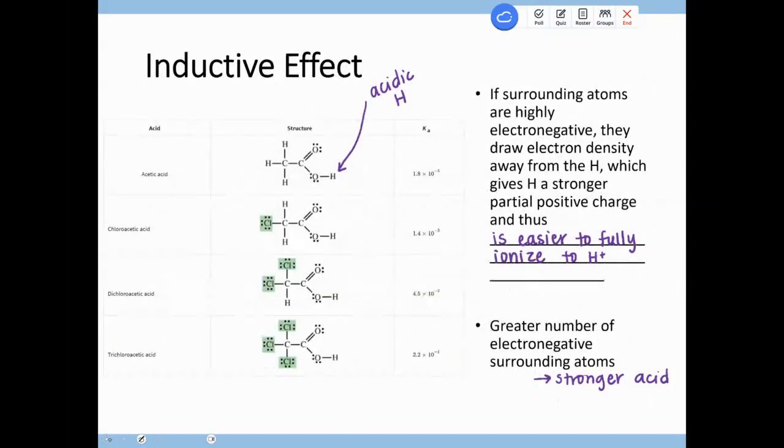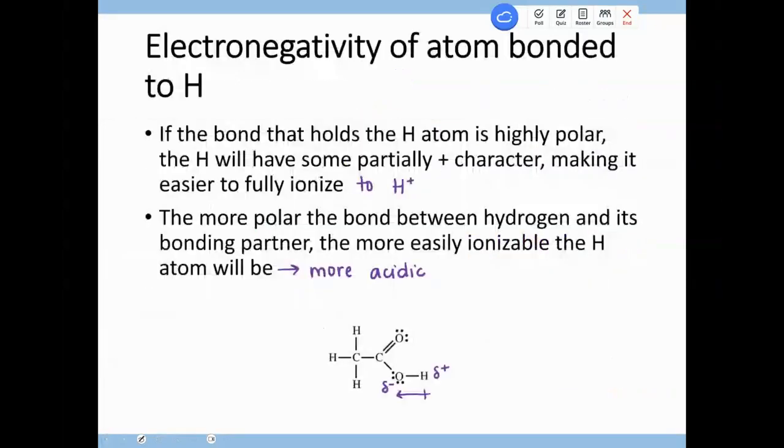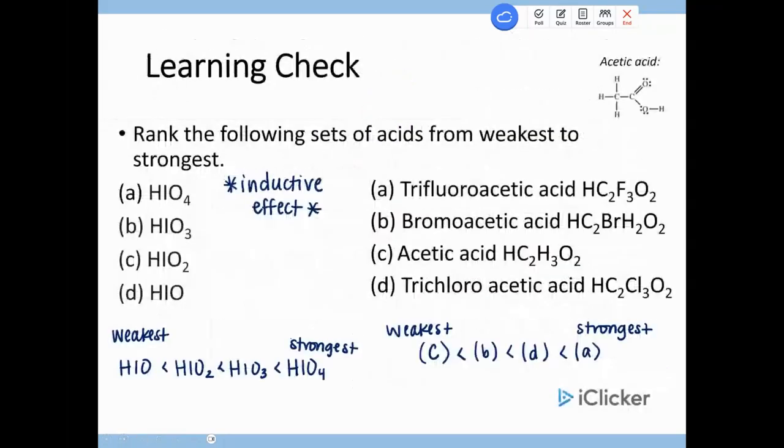So let me go back. Just like on this slide, we identified this out of all the hydrogens as the acidic one because it has a greater partial positive charge. Electron density is pulled away from it by the oxygen. If you add other electronegative atoms over here, that has a similar effect to this oxygen, where it's pulling electron density away. So a greater number of highly electronegative atoms will make this more positive. So that's what we see in that first trend. We have a greater number of oxygens, which makes that one more acidic.